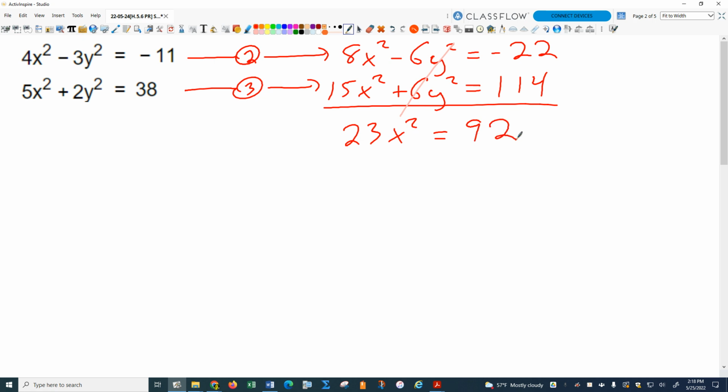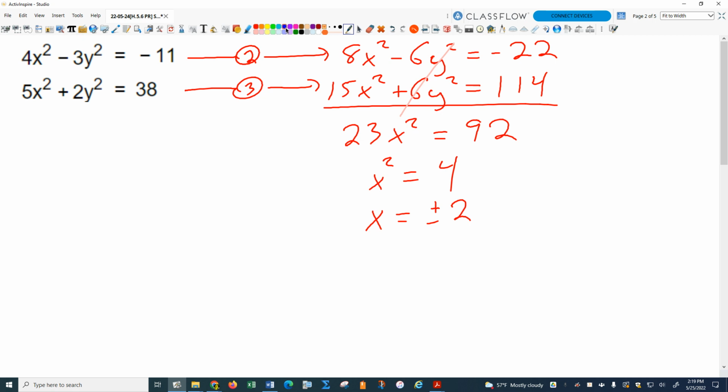Well, what are the 2 steps to solve for x there, in order? What do I got to do first? Got to divide first and then square root, right? So divide by 23, and that gives me x squared equals 4. So what are my solutions then? 2 and negative 2. Good, I get plus or minus 2. So we got to try both of those.